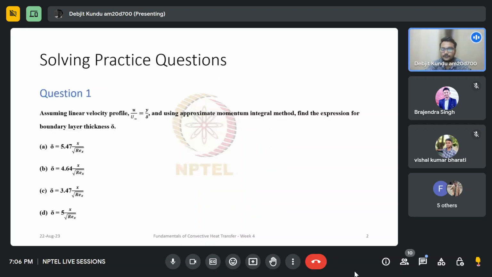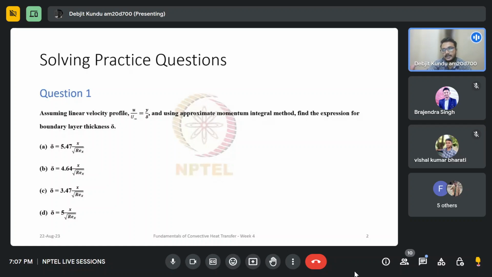So, without further ado, let's get started. We'll start off with question number 1 of today's session, which asks: assuming a linear velocity profile given by u over u infinity equal to y over delta, and using the approximate momentum integral method, find the expression for boundary layer thickness delta. Four options are given, which include different expressions of delta.